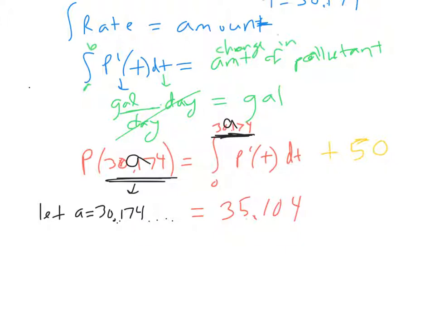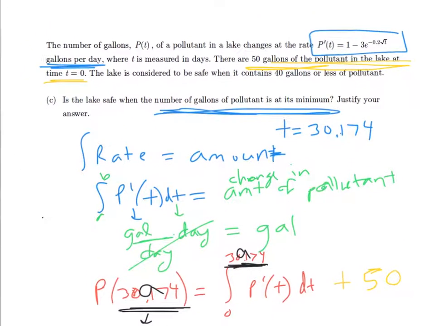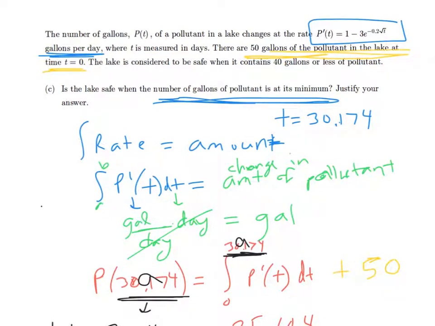Okay? Back to the question. Hopefully we're getting more than 1 point for this because this is taking us a little bit of time, but that's okay. Justify your, we got to figure out, is the lake safe? So the lake is considered safe for the actual question when it contains 40 gallons or less of pollutant.